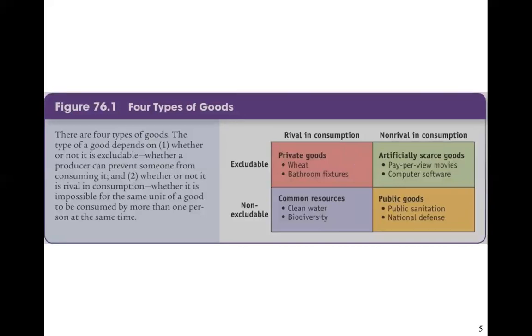Private goods are rival in consumption, which means if I consume it, you cannot consume that same unit of the good, and they're excludable. It's really easy for firms to exclude people who didn't pay from using it. A good example of a private good is a pair of jeans. It's really easy for a company to sell me a pair of jeans. If you don't pay for jeans, they can easily exclude you from using them.